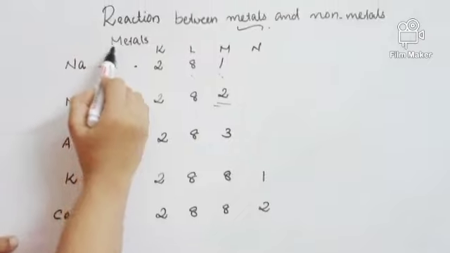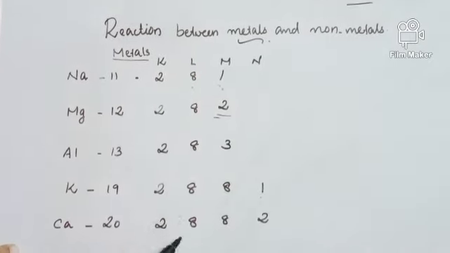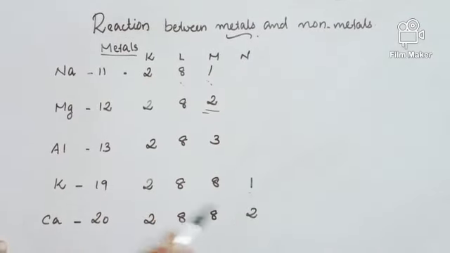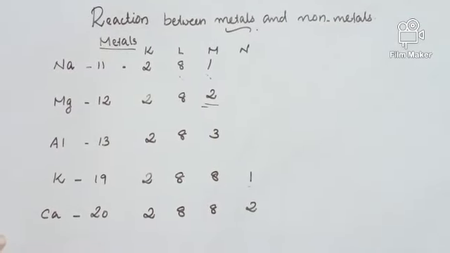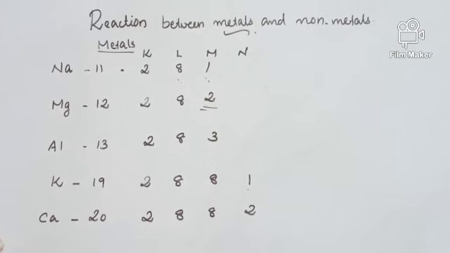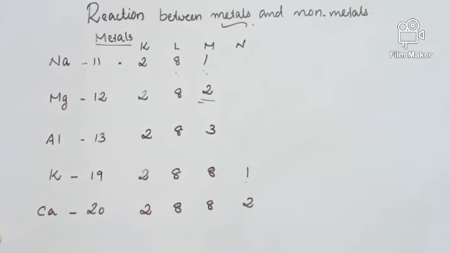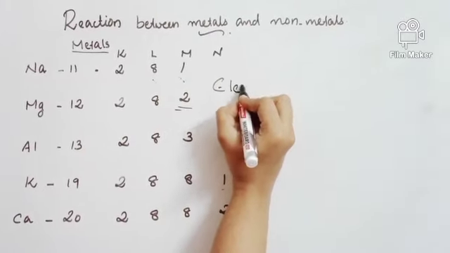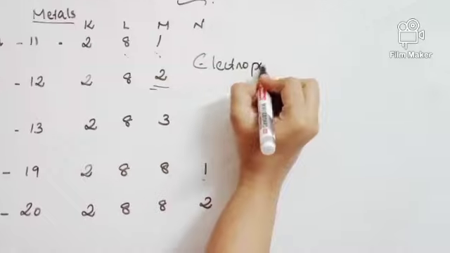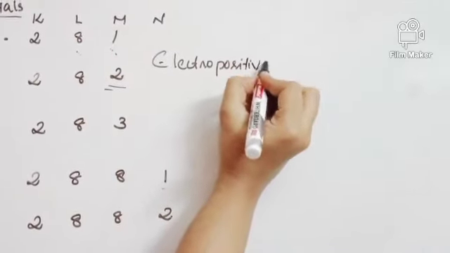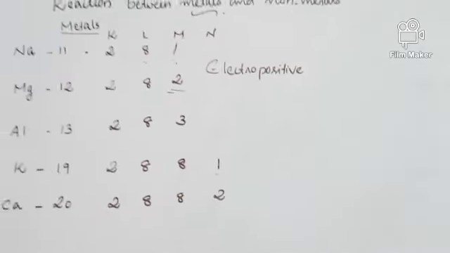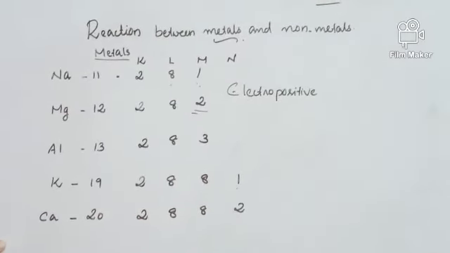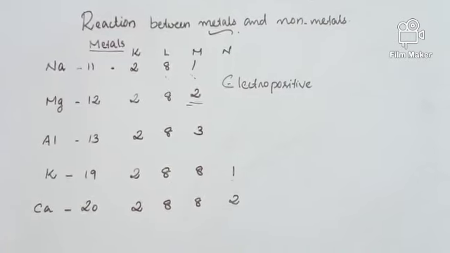That means when we write the electronic configuration of metals, we can understand that metals have the tendency to lose electron and attain stability. So metals are electropositive in nature. Electropositive means tendency to lose electron. Metals have the tendency to lose electron and attain stability. So metals are electropositive in nature.